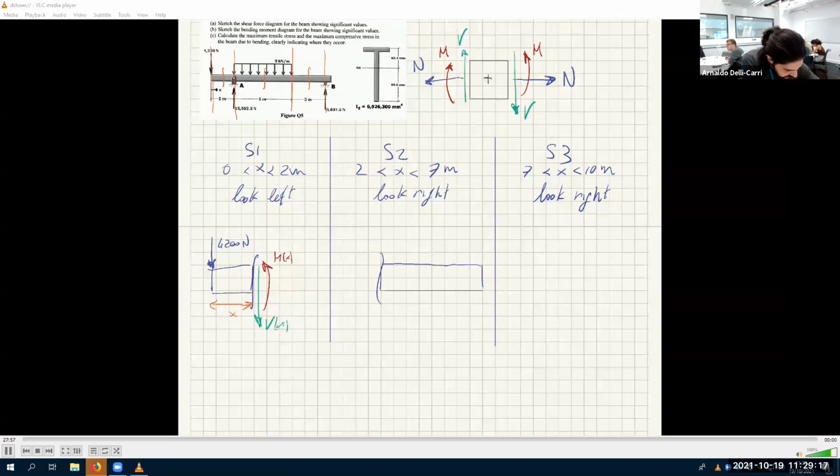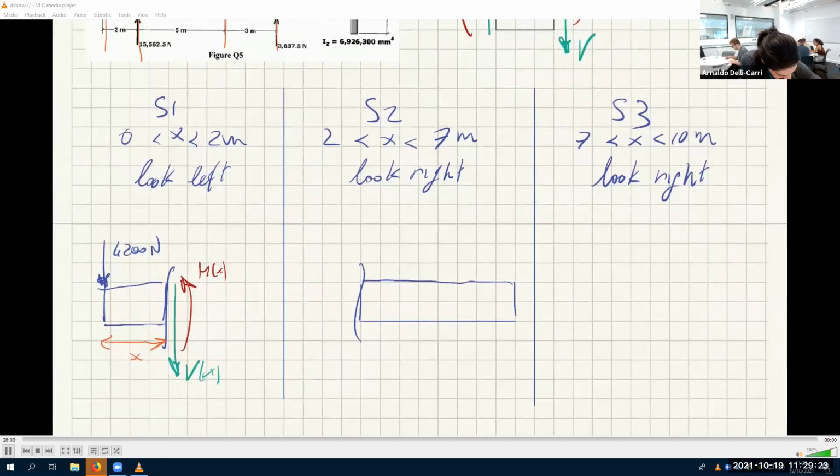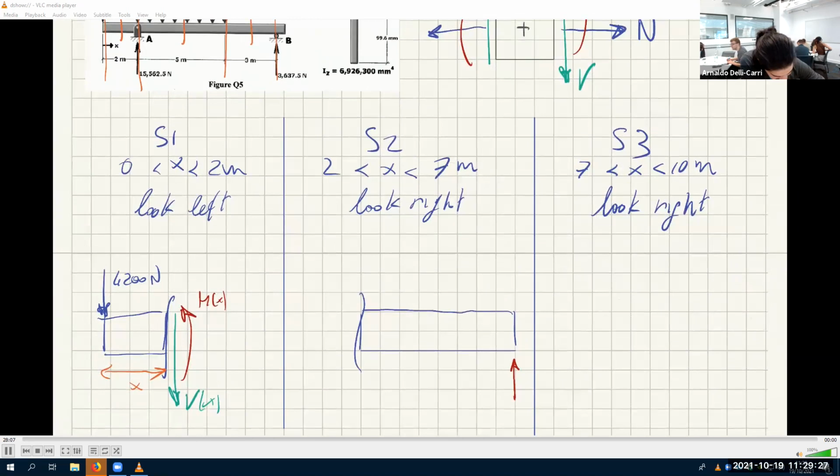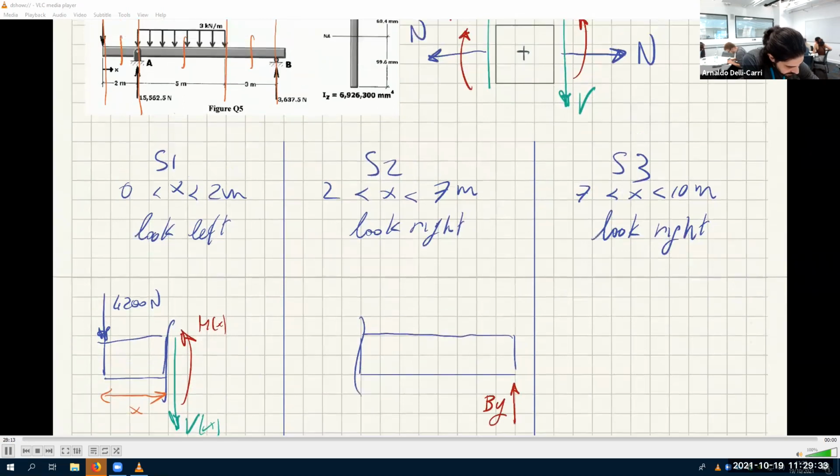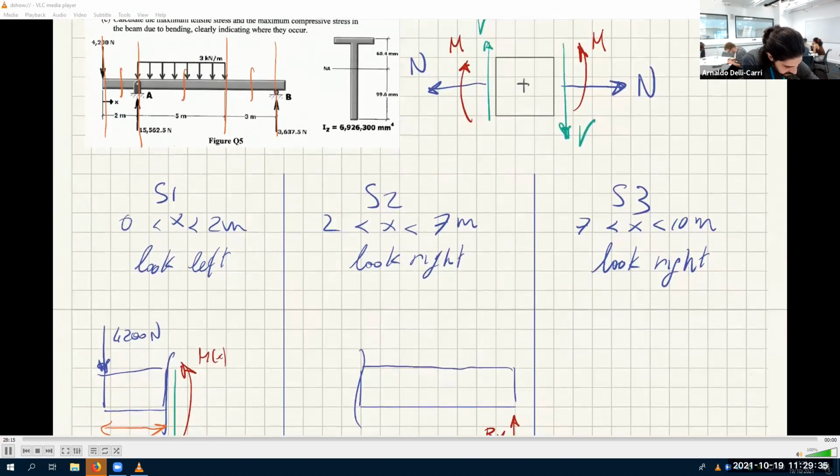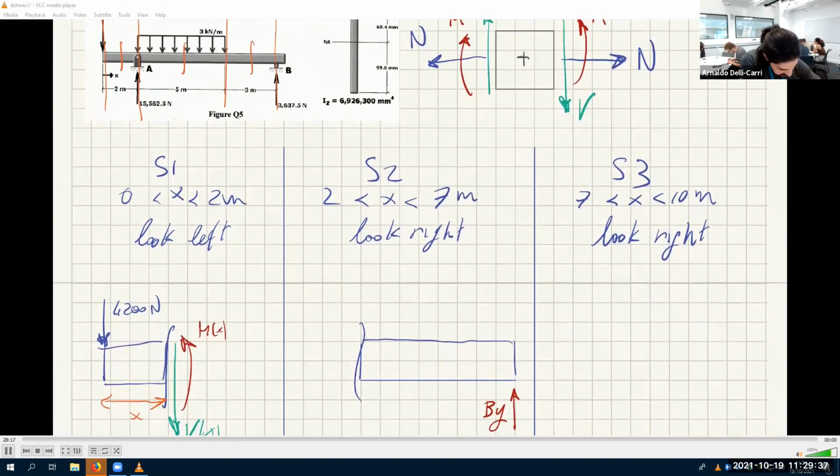This is the cut. And I have here 3,637. Let's call this BY. This is a number that we know. And then we have the 3 kilonewton per meter load that goes from here to here, say. So we also have a part of the distributed load.